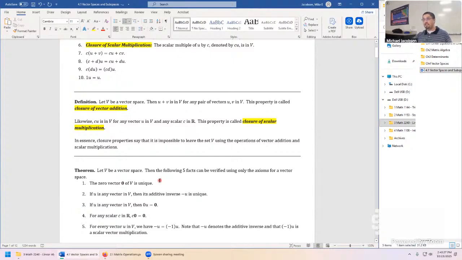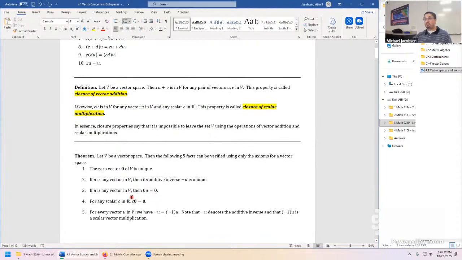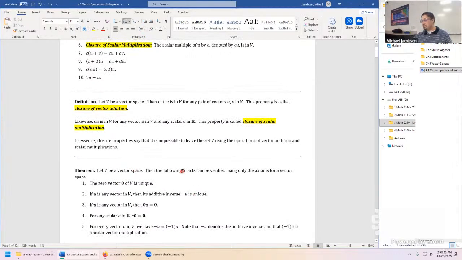The zero vector turns out to be unique. The additive inverse is unique. Taking 0 times a vector as a scalar multiplication gives us the zero vector back. A scalar times a zero vector will always give you the zero vector. And negative u can just be viewed, this negative right here, as a scalar multiplication. So these are additional facts that can be derived from the axioms above.